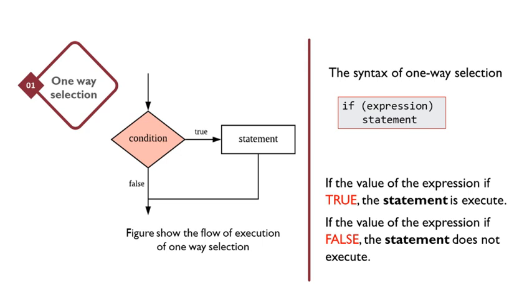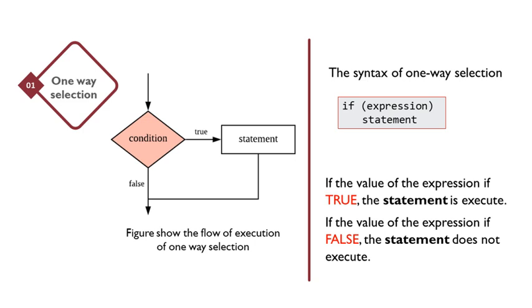If the condition is true, we execute the statement, and if false, it will end the program. On the right side, you can see the syntax of one-way selection. How to read it? If the value of the expression is true, the statement will be executed. But if the value of the expression is false, the statement does not execute, which means the program will end. This is for one-way selection, which means we have one statement only.